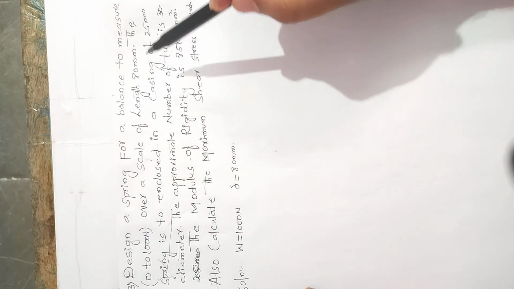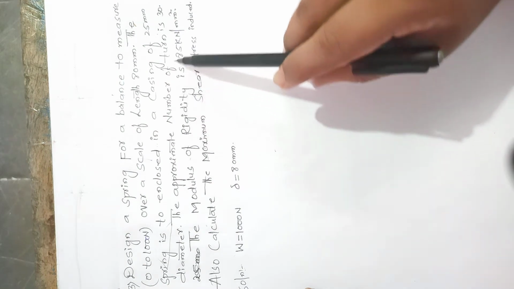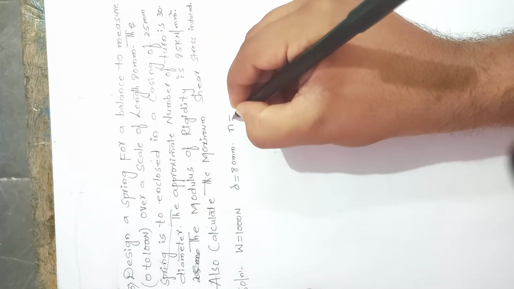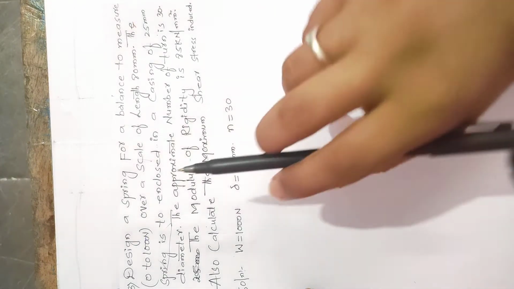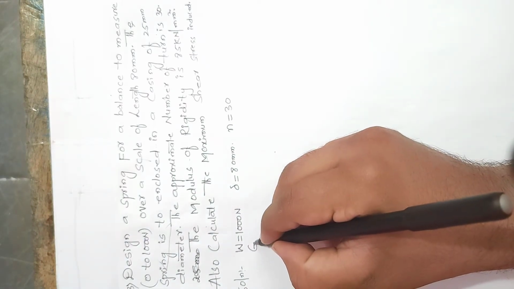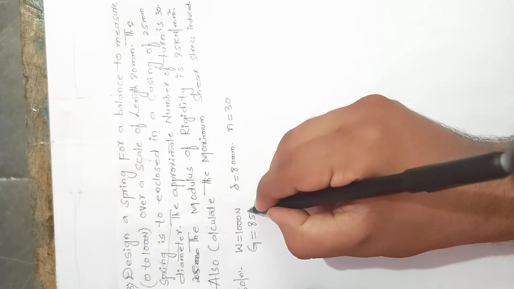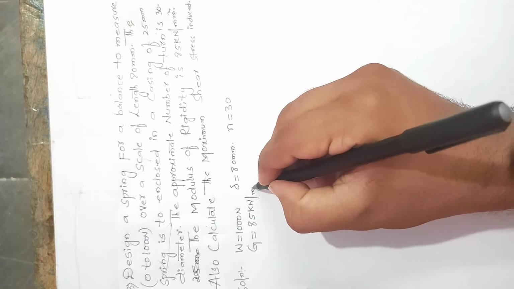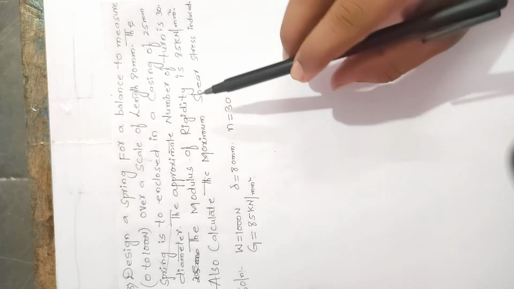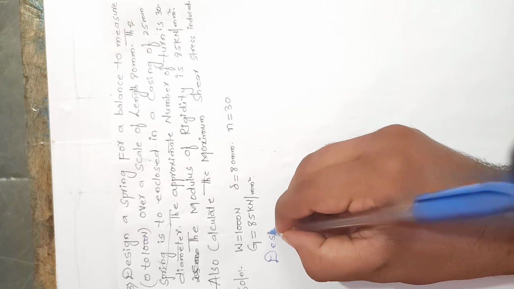The spring is to enclose in a casing of 25 mm diameter. The approximate number of turns is given as 30 and the modulus of rigidity is given as 85 kN per mm square. We can represent the modulus of rigidity by G equal to 85 kN per mm square. In this case we need to find out the maximum shear stress induced. First of all, we need to design the spring.